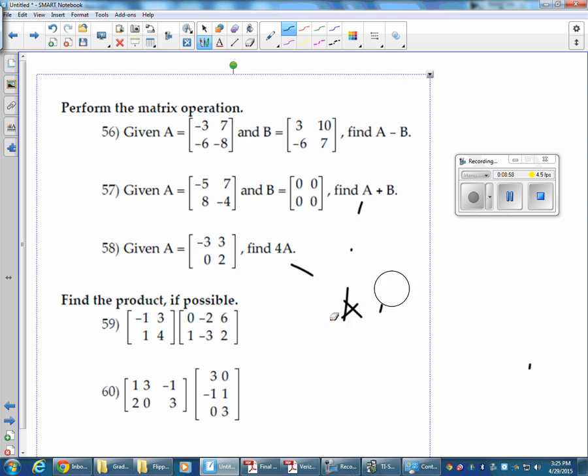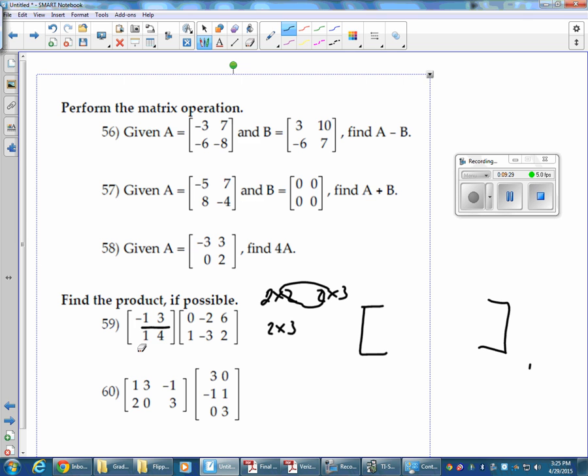Alright, 59 and 60 ask you to multiply. In order to multiply, you have to have the same numbers in the middle. So this first matrix is a 2 by 2, and this was a 2 by 3. So as long as these two numbers in the middle are the same, then you can multiply them, and your answer is going to be a 2 by 3. So I'm going to draw out this matrix that I'm going to have my answer at. It's going to be 2 by 3.